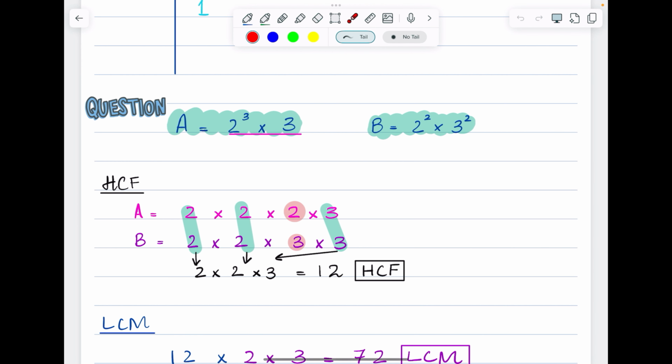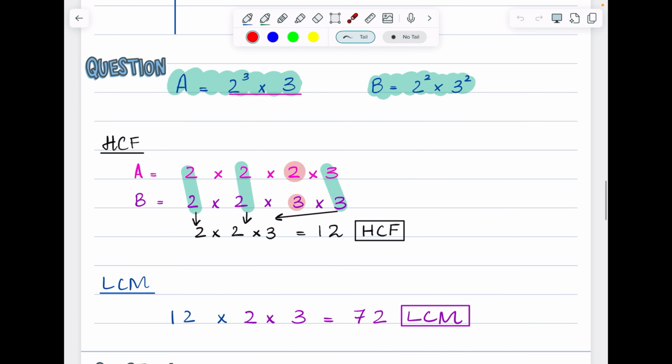So in this case, what you do is for HCF, you first of all expand all the numbers. So instead of putting them in index notation, you expand them, ठीक है, and 2 times 2 times 2 times 3, and then for B it would be 2 times 2 times 3 times 3. And what you do is you simply make pairs, okay, pairs of like numbers. So there's one pair here, one pair here, and one pair here. You pick one number from each pair and that gives you the HCF, ठीक है, one number. So I pick one 2 from here, one 2 from here, and one 3 from here, multiply them, I get 12 as the HCF.